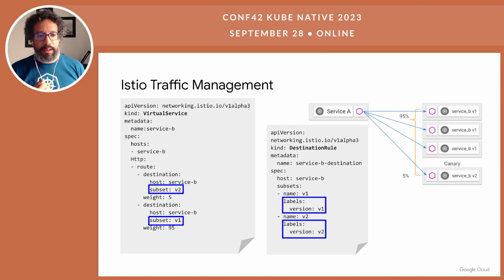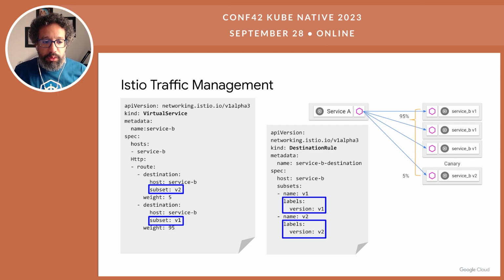One example here is that I have a virtual service and a destination rule. So let's take an example. We have service A on one side, and then we have service B on the other side. And then we added service B version 2. And I want to send part of the traffic from service A to service B version 2, in this case, 5%. I can do that with Kubernetes natively.